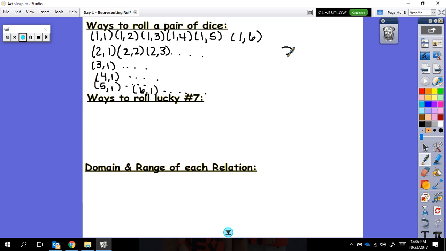So there are 36 total ways to roll a pair of dice.